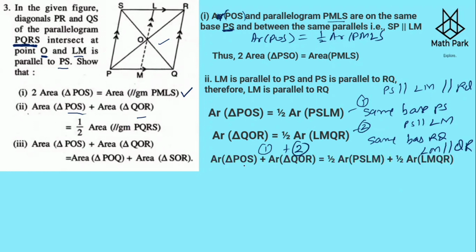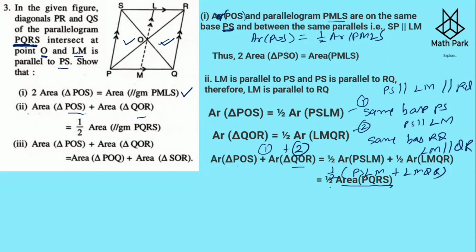Doing that, you get area of POS plus area of QOR is equal to half of LHS and LHS added. So we take half common and we have parallelogram PSLM plus LMQR. Together it is parallelogram PQRS. So this is how we get area of triangle POS plus area of triangle QOR is equal to half area of parallelogram PQRS. Got that?